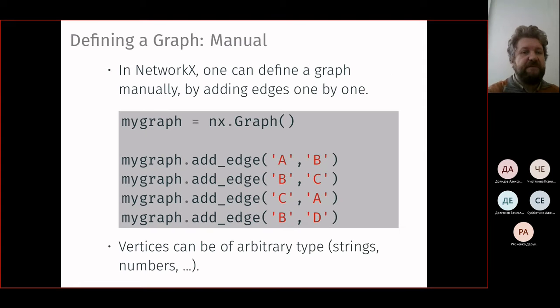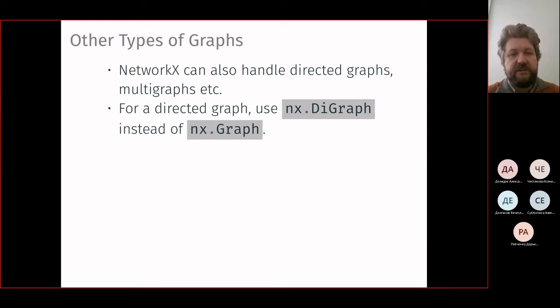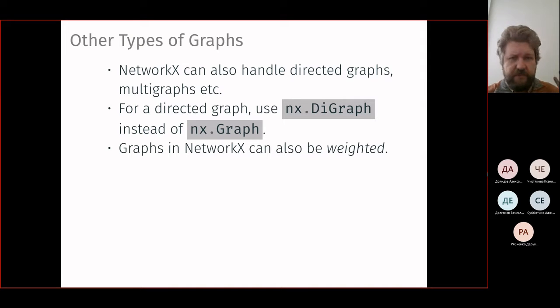So this graph is by default undirected. So if you add edge AB, it's the same as adding BA. But you can also make it directed, or you can have multigraphs. So for a directed graph, instead of just Graph, you use DiGraph, which is for directed graph. And for multigraphs, you also have something specific, we will not discuss it.